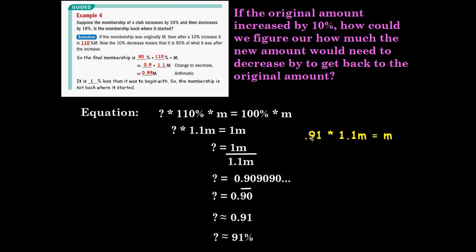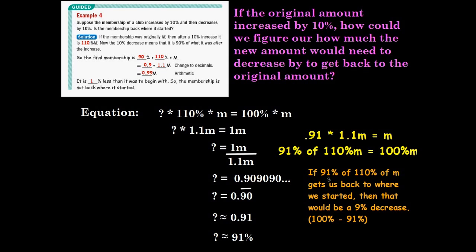So 91/100ths, that's this here, times 1 1/10 of M equals M. All I did was figure out what this unknown number here was, and I just restated it by putting that in where the question mark was. So I know 91% of 110% of M gives me 100% of M.